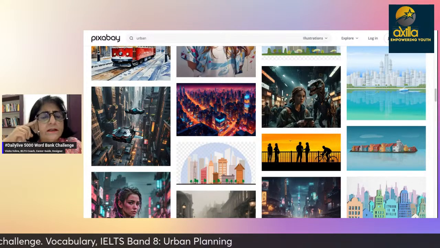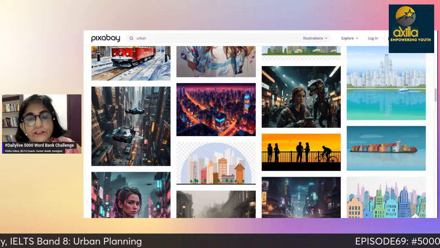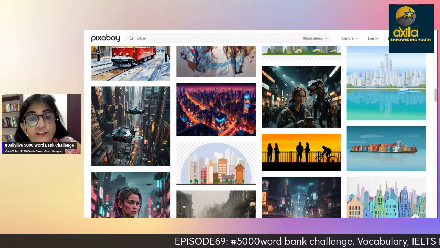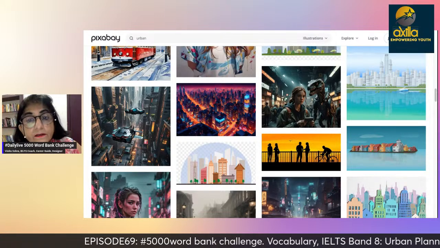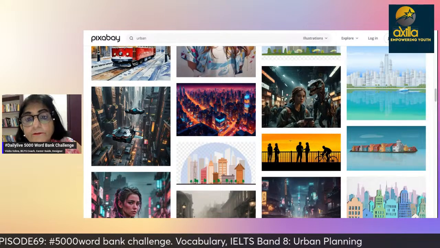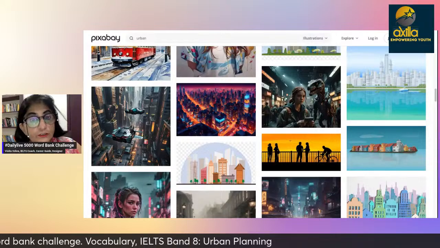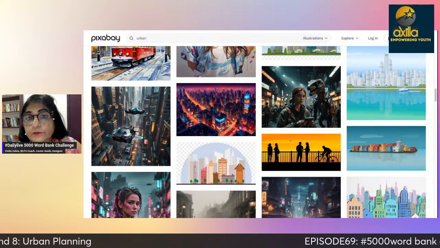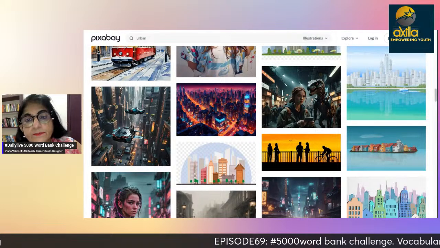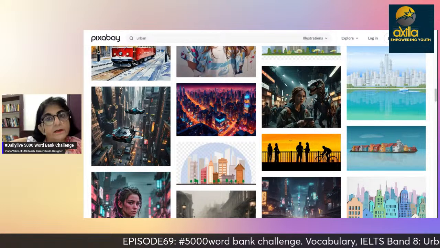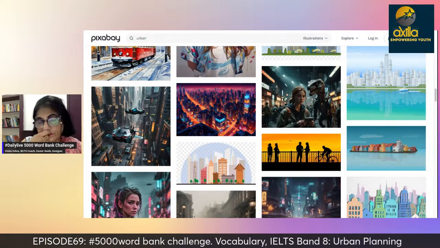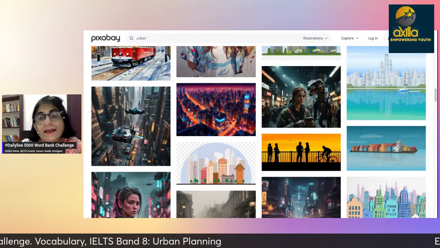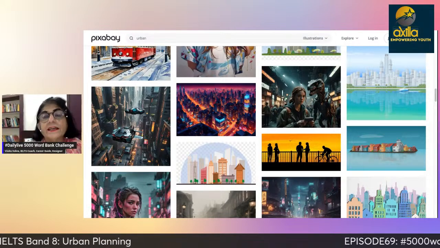Now, infrastructure. Think about the roads, bridges, utilities that make a city function. So, infrastructure is the backbone of any urban area, essential for economic growth and daily life. Zoning. To ensure orderly development, cities use zoning to designate specific areas for residential, commercial, and industrial use. So you can easily see residential, commercial, industrial use. This helps in managing urban growth and maintaining community standards.